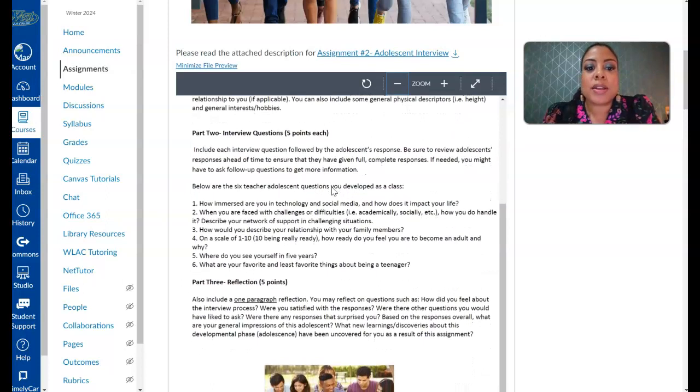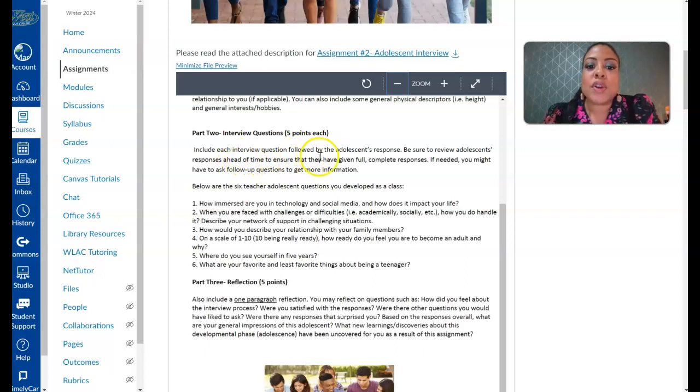So the second part is the interview questions. Now these are worth 5 points each. You see that there are 6 questions listed, and because there is a 5-point range, make sure you get as much detailed information as possible.